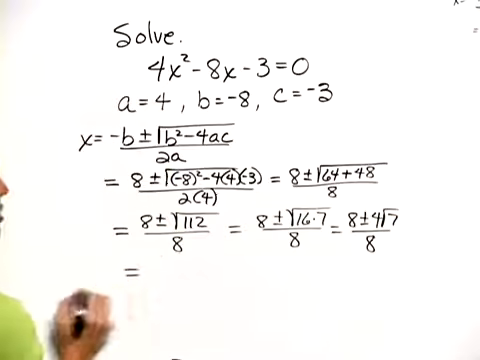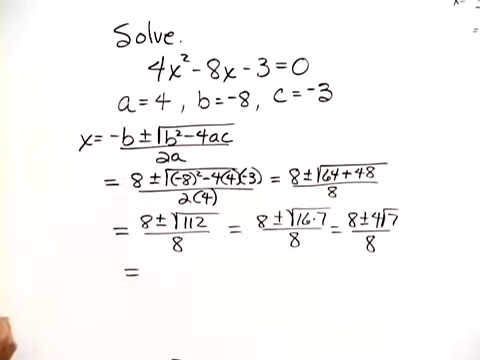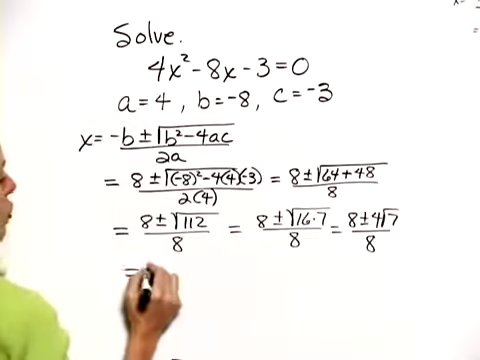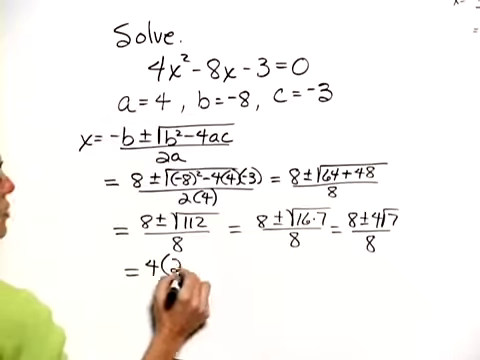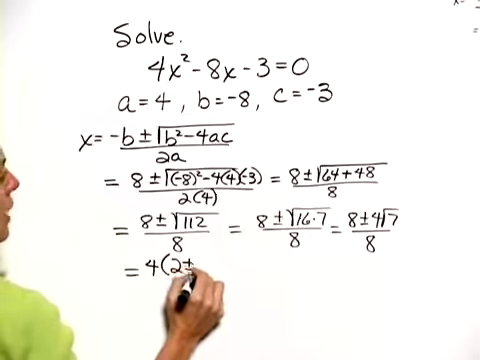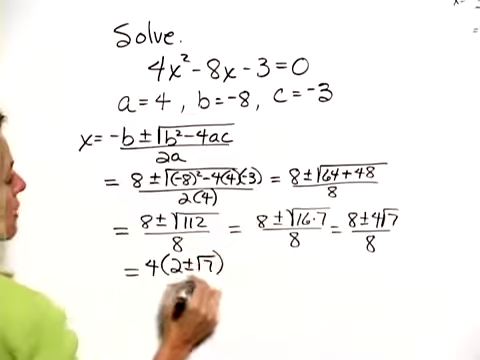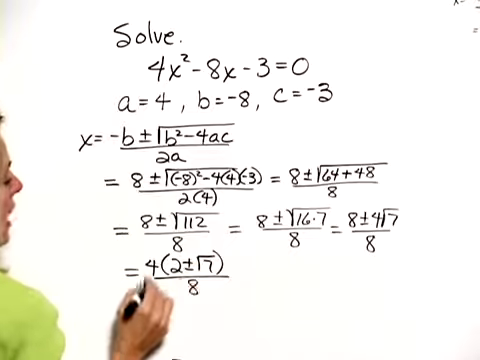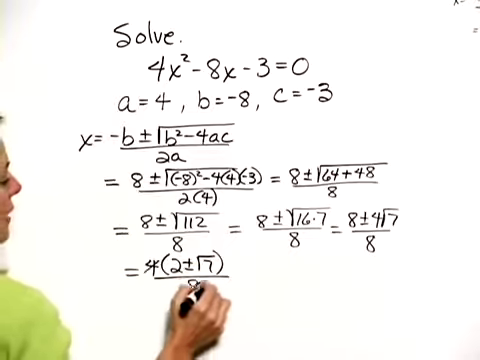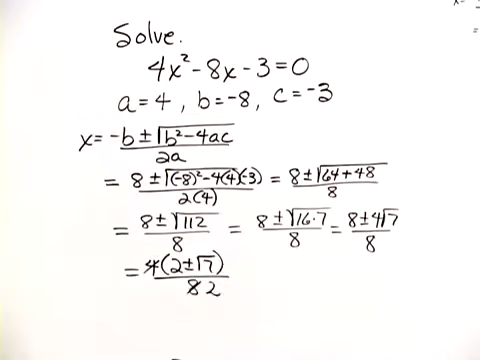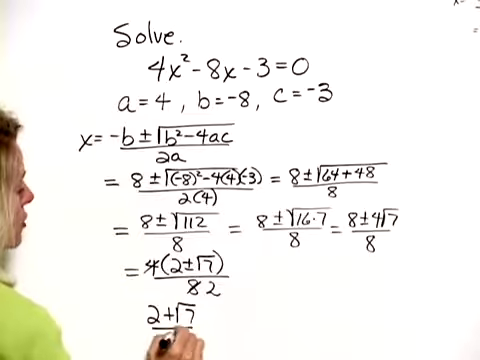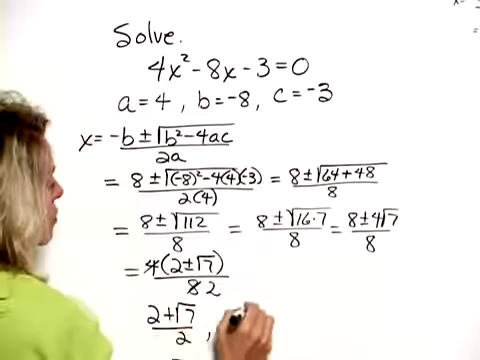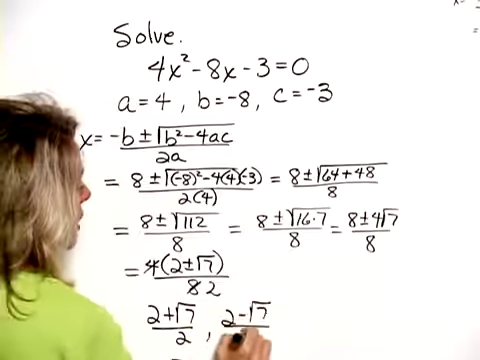Now, let's do some factoring in the numerator. We can take a 4 out in front, factor a 4 out of the numerator, leaving us with 2 plus or minus the square root of 7 all over 8. And then 4 cancels with the 8, leaving us with a 2 in the bottom. So we have two answers now. We have 2 plus the square root of 7 over 2. And then we have 2 minus the square root of 7 over 2.